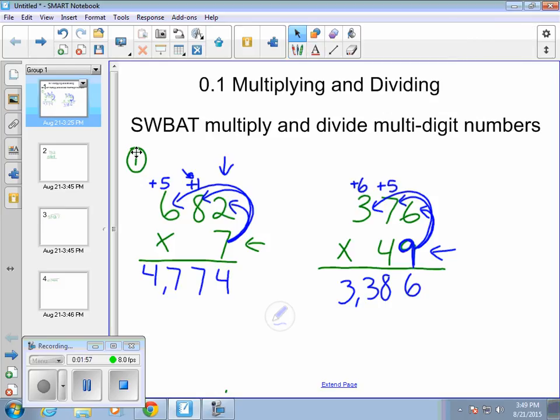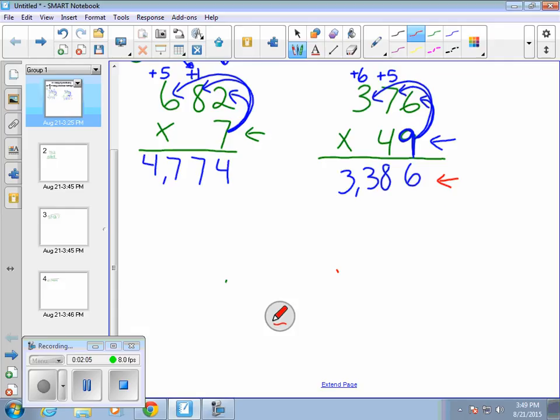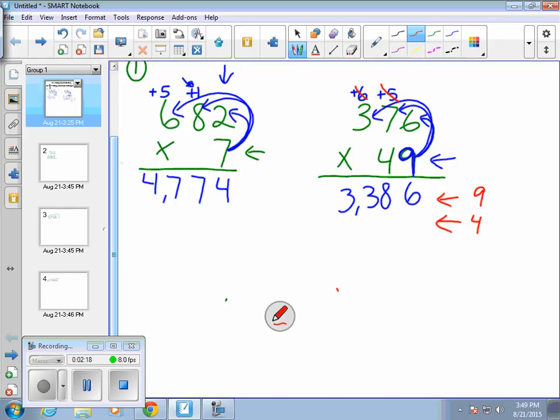Since I have two digits in 49, I have to have not just one row in my answer, but I need two rows in my answer. The first one is representing the 9 and the second is representing the 4. I've used the 6, I've used the 5. I don't want to get myself mixed up, so I'm crossing them out.